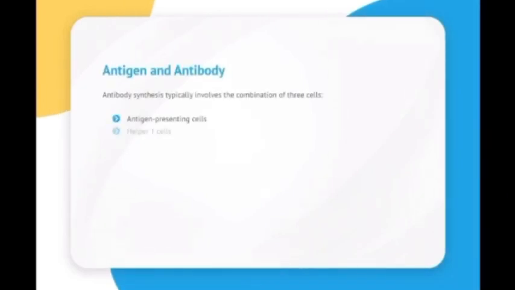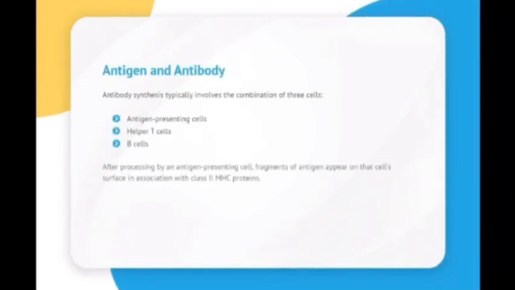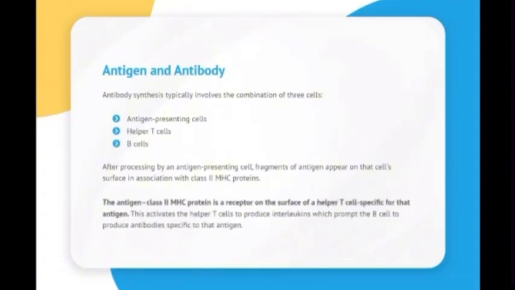Antibody synthesis typically involves the combination of three cells: antigen-presenting cells, helper T cells, and B cells. After processing by an antigen-presenting cell, fragments of antigen appear on that cell surface in association with class II MHC proteins. The antigen, class II MHC protein, is a receptor on the surface of a helper T cell specific for that antigen. This activates the helper T cells to produce interleukins, which prompt the B cell to produce antibodies specific to that antigen.